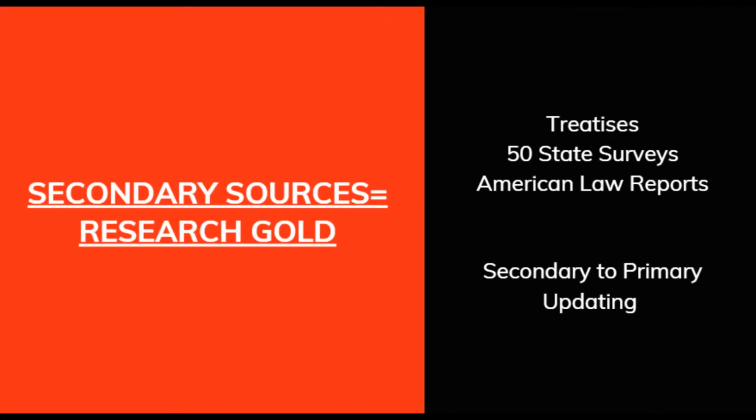As you know, secondary sources are commentary or analysis of the law, which makes it really research gold. So far in this video series, we've looked at secondary sources like newspapers and law review articles, as well as books. But today we're going to dig deeper into secondary sources like treatises, the 50 State Survey, and American law reports. Remember that secondary sources are a great way to find your primary sources. So continue to dig through footnotes, read the primary sources, and update them to make sure they're what we call good law.